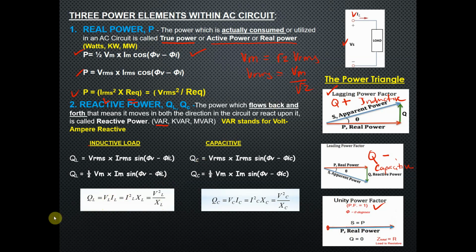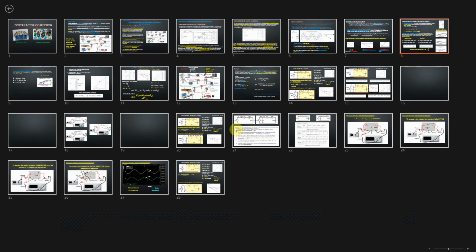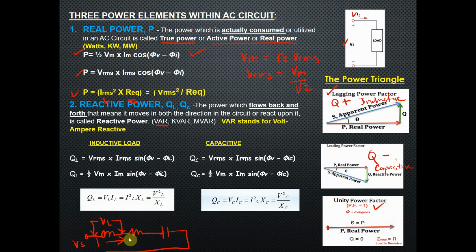What is VL IL? If we have the voltage across the inductor, this is the inductor, this is the resistor, this is the capacitor, and they are together, VL here is the voltage across the inductor. This is the V source, connected here from the source. Here we have this current, this is IL. So QL is VL IL, which is equal to IL squared XL, or VL squared over XL. This is for the inductive load.